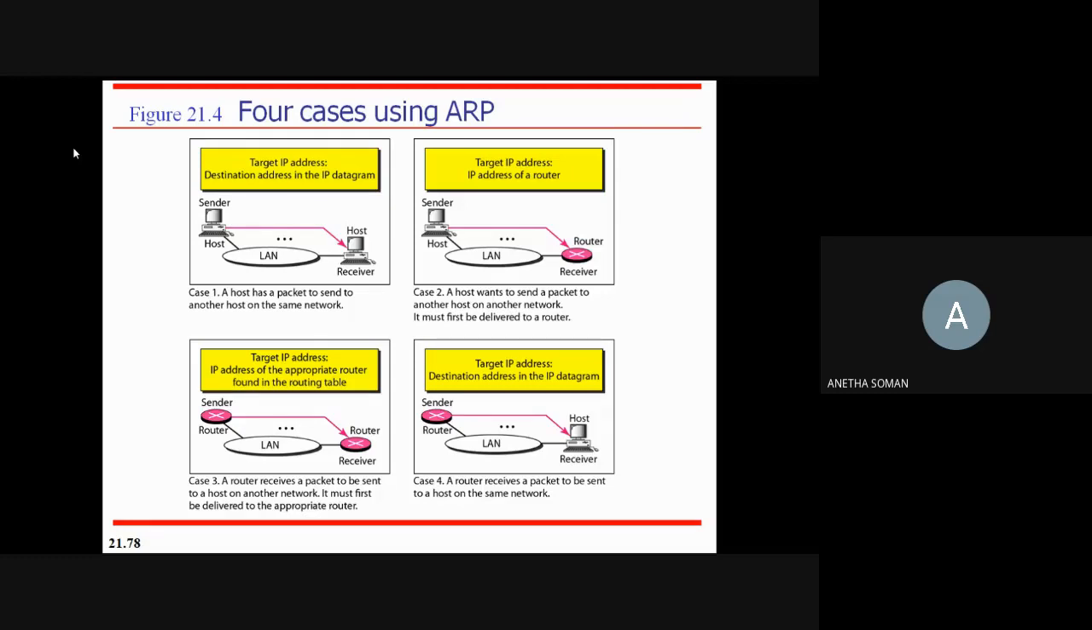Now case 3: a router receives a packet to be sent to a host on another network. It must first be delivered to the appropriate router. So a router has received a packet. It will check to which destination the packet has to be transferred, whether you have to pass it through another router. In some cases, you have to do that. Now the 4th case: the router receives a packet to be sent to a host on the same network. So these are the cases where the ARP protocol is used.